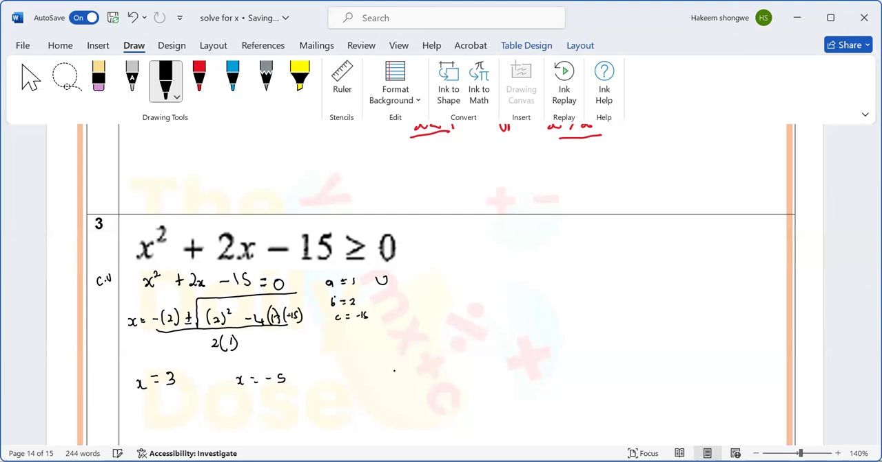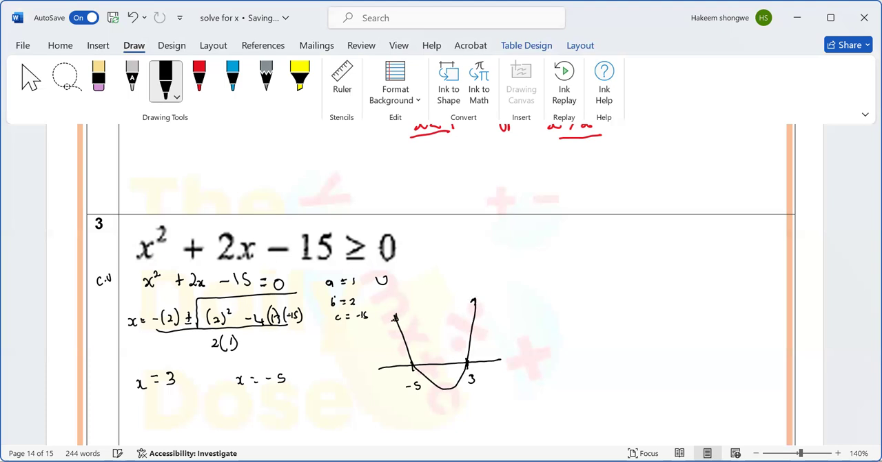Okay, let's represent this graphically. We are going to have minus 5 and 3. Smiley face or sad face? Smiley face. So we're going to have a face which is smiling. Okay, here it is.